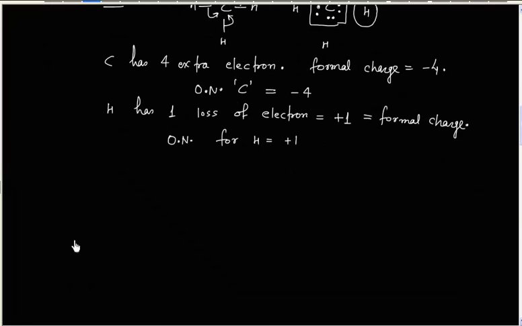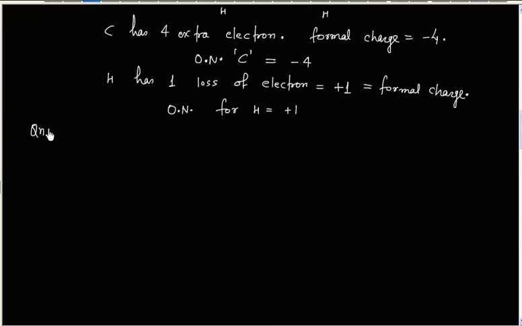Let us take another molecule, CO2, and calculate the oxidation number of carbon and oxygen. This is the Lewis dot structure for CO2. Now these 2 bond pair electrons will go to oxygen because oxygen is more electronegative than carbon. Same here, these 2 bond pair electrons will go to oxygen because oxygen is more electronegative than carbon.